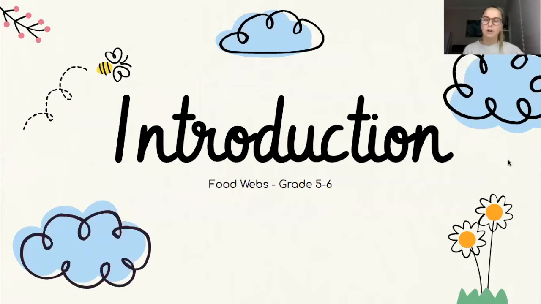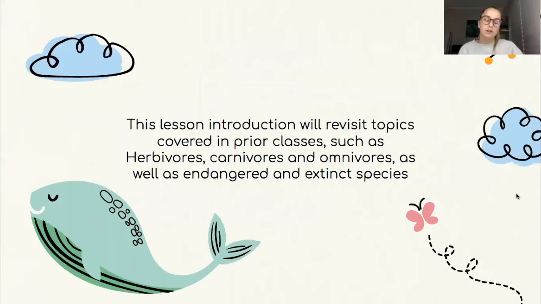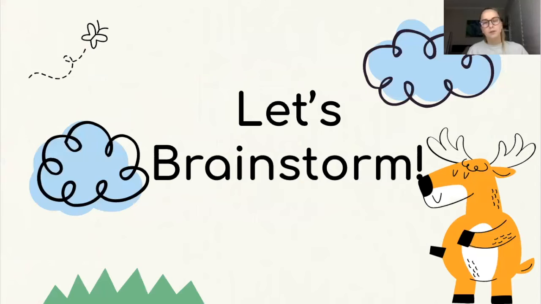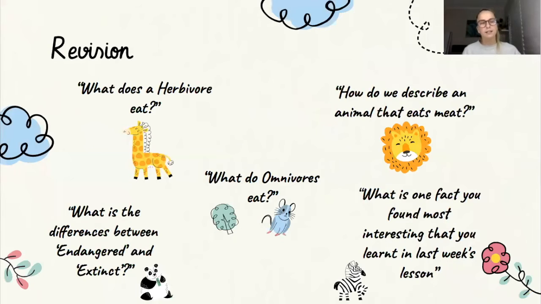So the introduction of the lesson will be sort of based around revision. This lesson introduction will revisit topics covered in prior classes, such as herbivores, carnivores, and omnivores, as well as endangered and extinct species. We will get the children to brainstorm using some revision questions, which are listed on the next slide. Some revision questions that may be used consist of questions that we would use for assessment, and then questions that would be used for discussion to understand where kids are at with the topic.